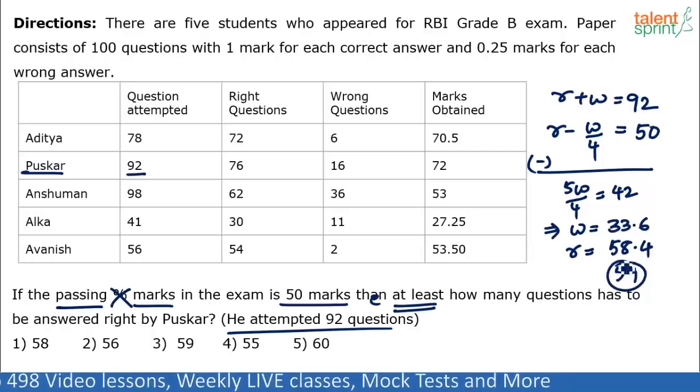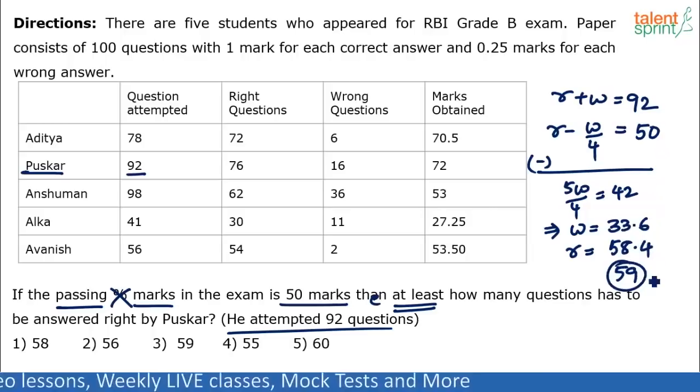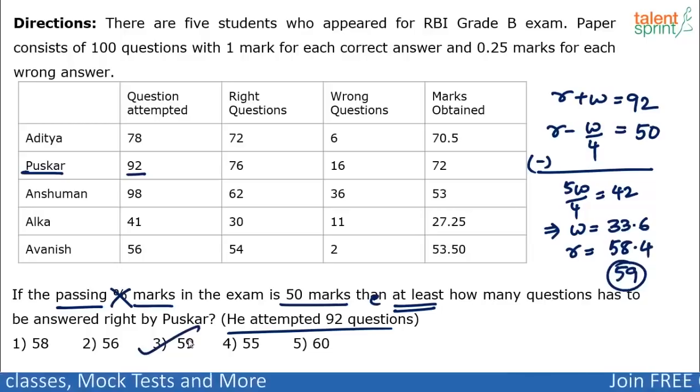See, you cannot take 58, because if you take 58, the score will reduce and become less than 50. You want the score to be minimum 50. So the number of right answers has to be minimum 58.4, which means 59 right answers. So 59, option 3, has to be the correct answer. You getting it? Let's verify. Let's take 59 right answers and see what happens.